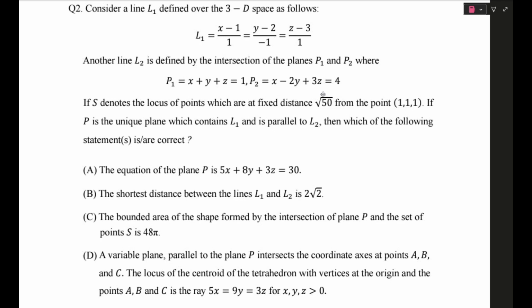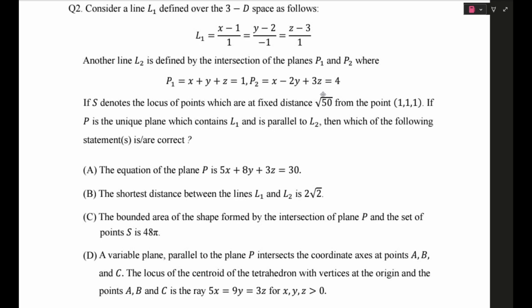The options include finding the equation of the plane P, and the shortest distance between L1 and L2. Another option is the bounded area of the shape formed by the intersection of plane P and the set of points S. Option D is regarding the locus of the centroid of a tetrahedron with vertices at the origin and the points A, B, C. We will deal with that later. First of all, let's solve this.